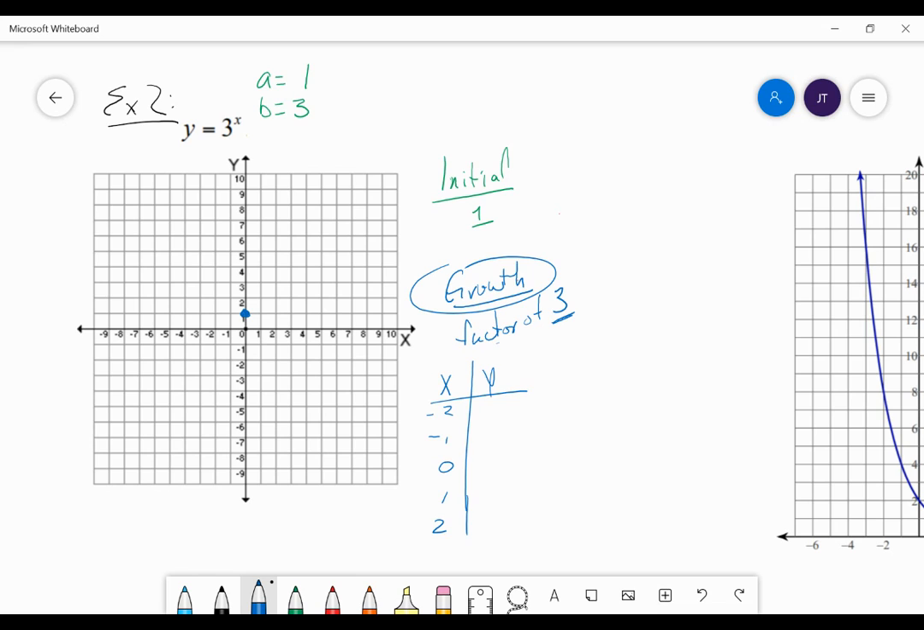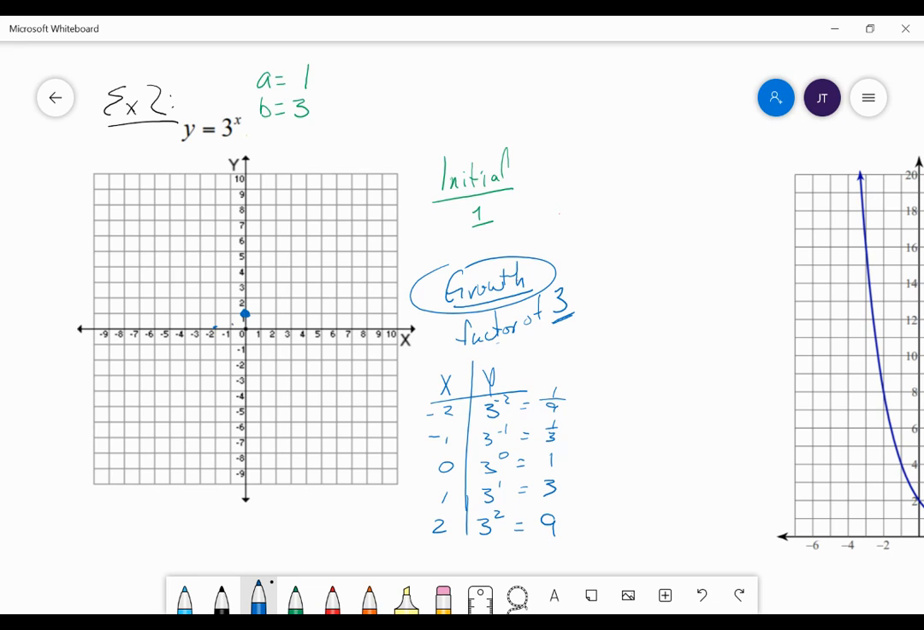-2 in for x, so that's 3 to the -2 power, then 3 to the -1, 3 to the 0, 3 to the power of 1, and 3 squared. All these give us 1 over 3 squared, which is 1/9. This will give us 1/3. Anything to the 0 power is 1, so that gives us a 1. That's 3, and that's 9. So now -2 is 1/9. That's really hard to put down there, but we'll just put something there.